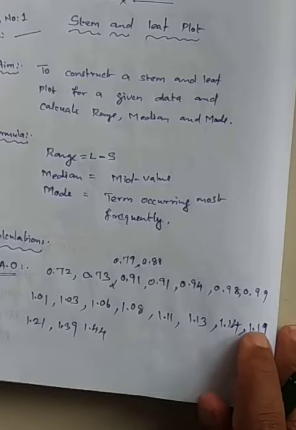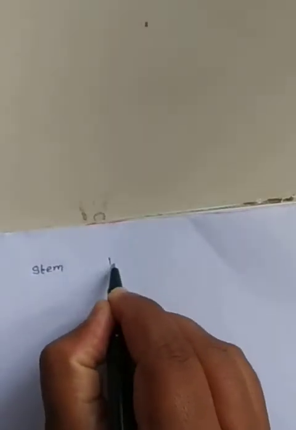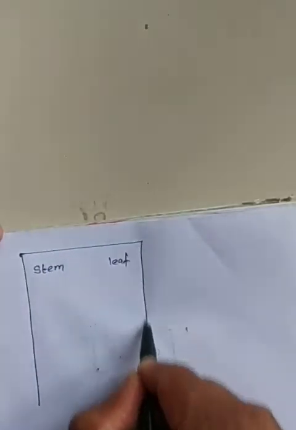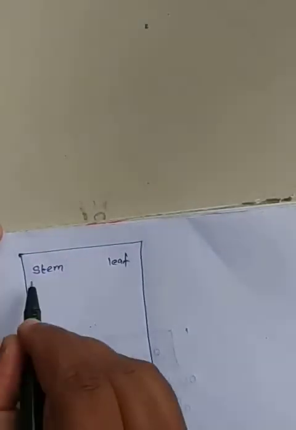Now, how to construct a stem and leaf plot? I'm going to the next page. Just carefully see: here we have stem and here we have leaf. Keep that in mind and make a box here. Okay, so this is the thing.